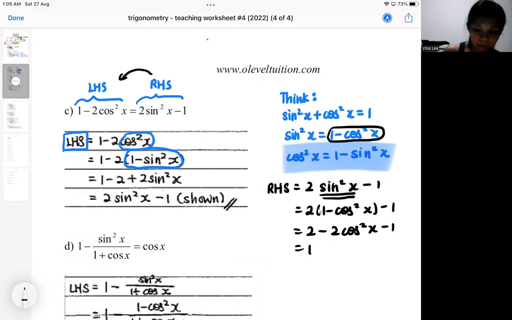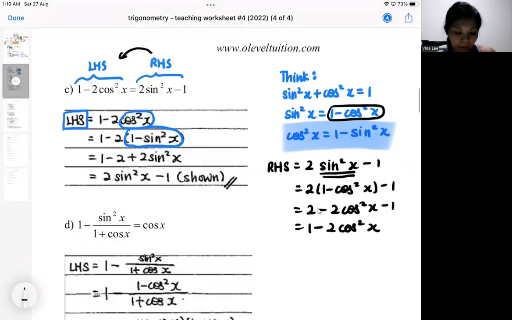You realize it doesn't matter which side you start with, but you must think of the correct formula. If you didn't relate to this question, when you see the left and right, and you didn't think of using sine squared plus cos squared equals 1, then you're going to be stuck. So it's also the instinct. Anyway, sine squared plus cos squared is one of the more frequently used in proving.